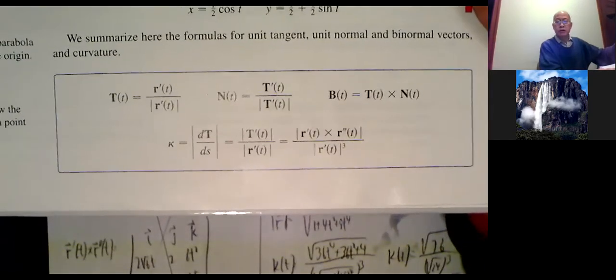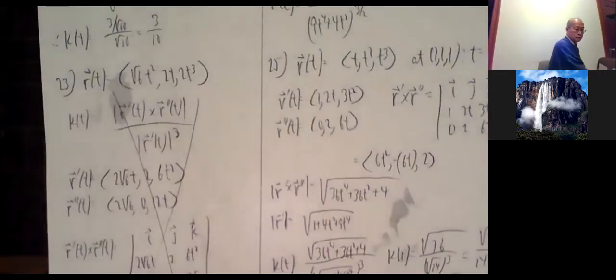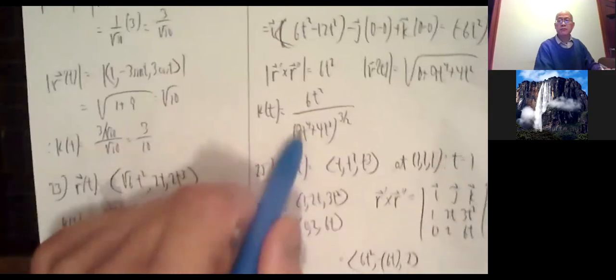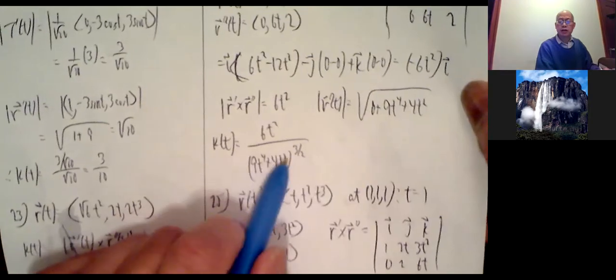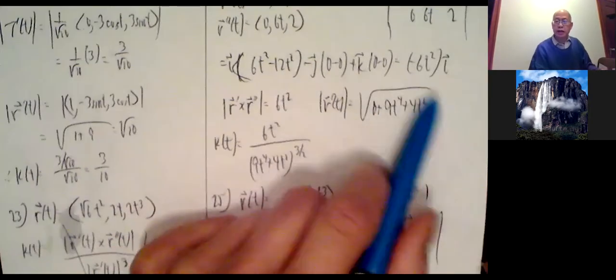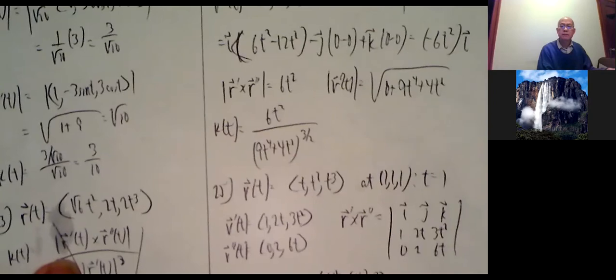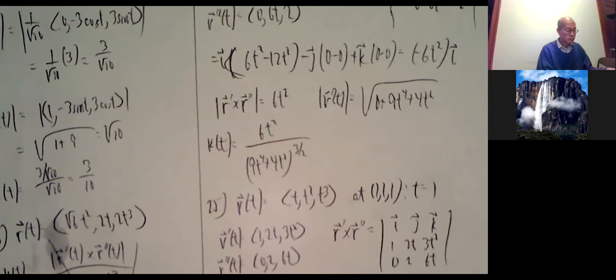Kappa is equal to the one furthest to the right: the magnitude of R prime cross R double prime divided by the magnitude of R prime cubed. So that's 6t squared divided by 9t to the fourth plus 4t squared, raised to the 3/2 power. This whole thing is raised to the half, right? So if you cube it, it's raised to the 3/2. So that's what it should look like.